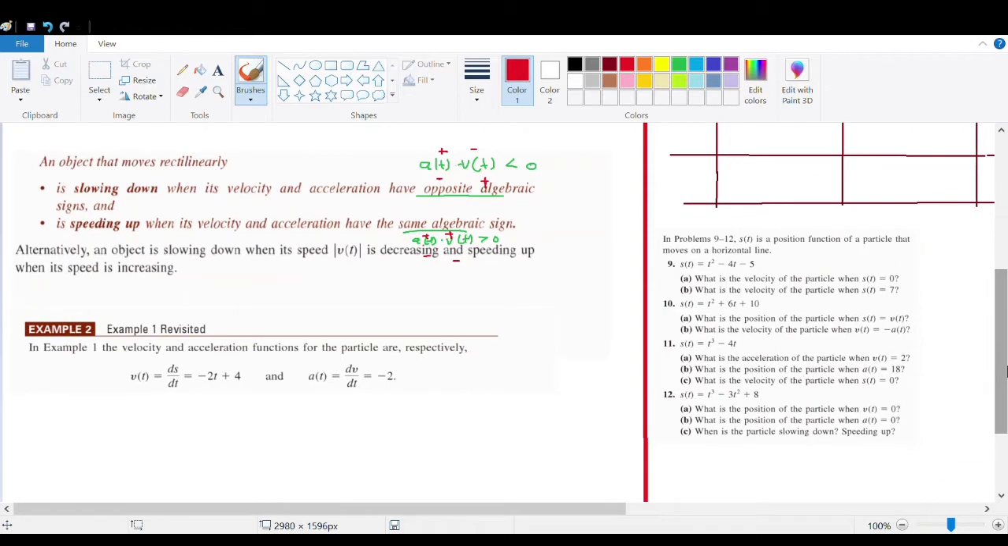Or alternatively, an object is slowing down when its speed, which is the absolute value of v(t), is decreasing, and speeding up when its speed is increasing. So here we have an example 2.